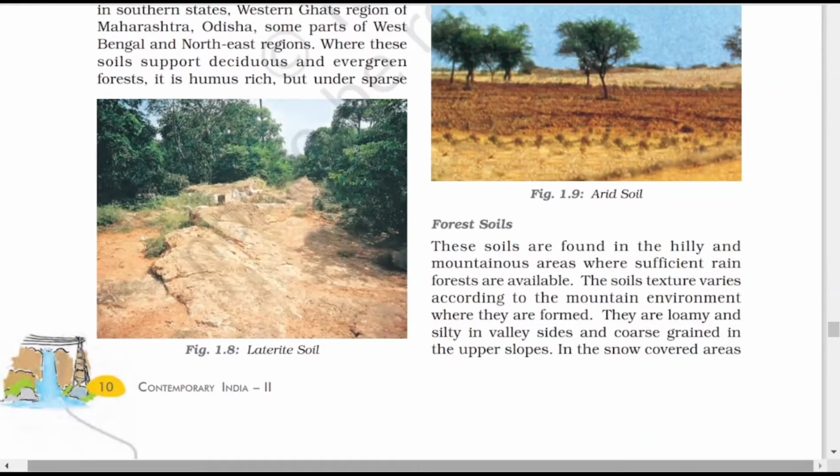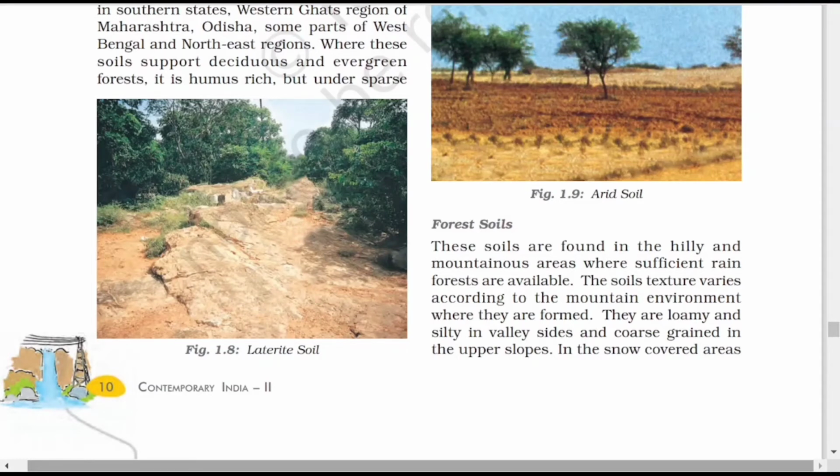Now, is this area completely covered by forest? Which you see? No. Only a little bit of forest is there, and you can see that in some areas, the patches, the rough surface is there, which is not covered by forest. So, wherever the patches of forest or patches of trees are there, this soil gets humus. You know what is humus? The dead parts of plants and animals provide humus to the soil.